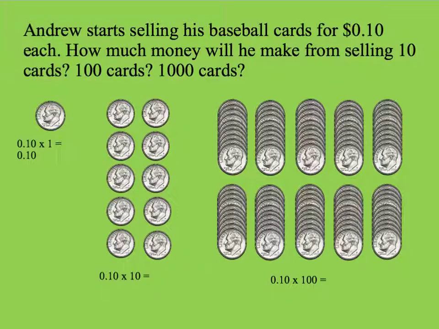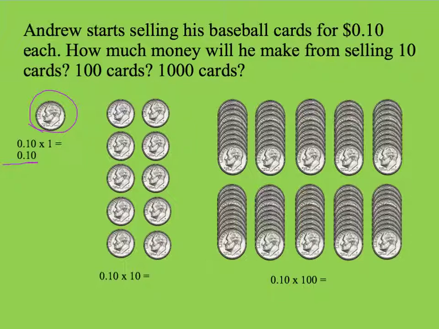Andrew starts selling his baseball cards for 10 cents each. How much money will he make from selling 10 cards, 100 cards, and 1,000 cards? Down below we have a visual representation of dimes. On the far left, you see 1 dime, which is equal to 10 cents, or written in decimal form, 1/10, or 0.10. Let's think, if we had 10 dimes, or if we sold 10 cards, how much money would Andrew make?